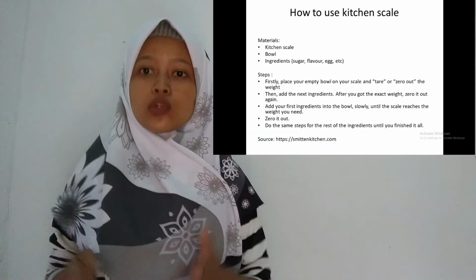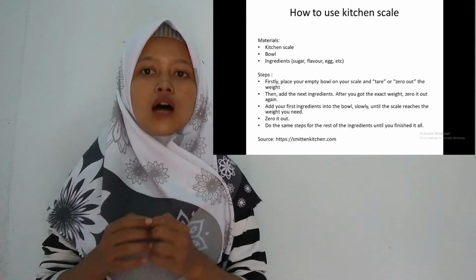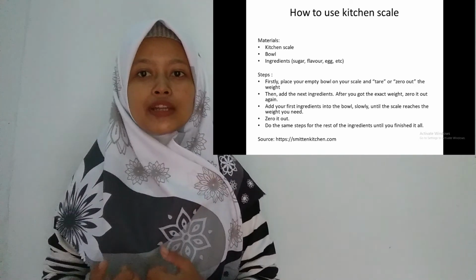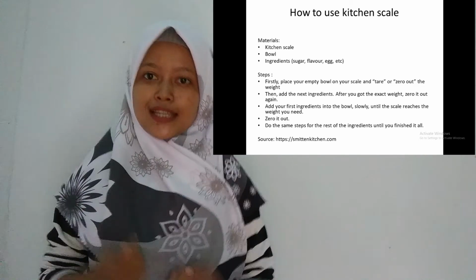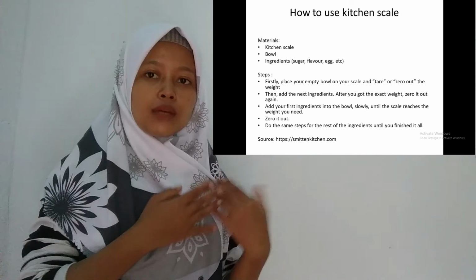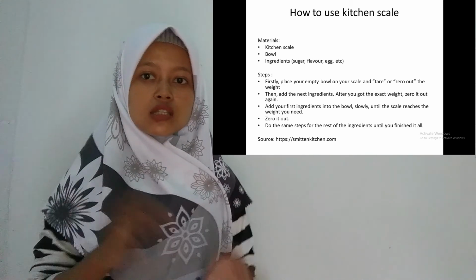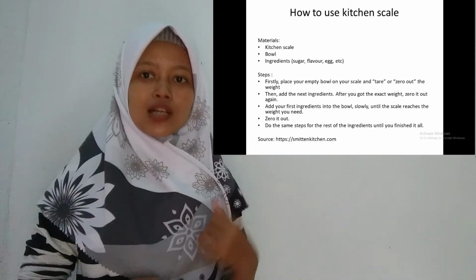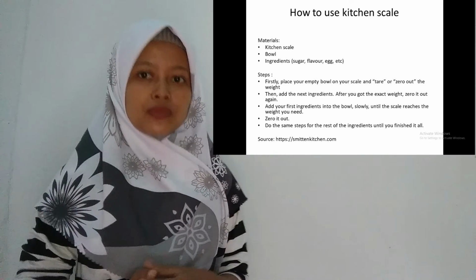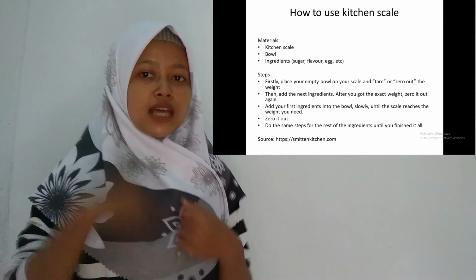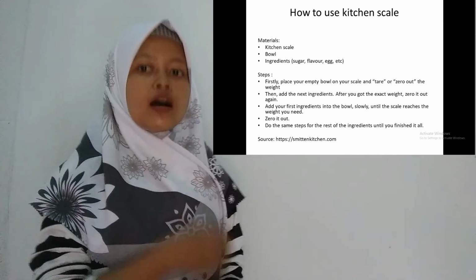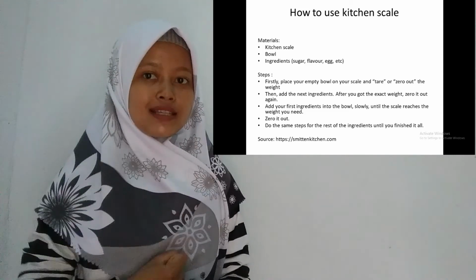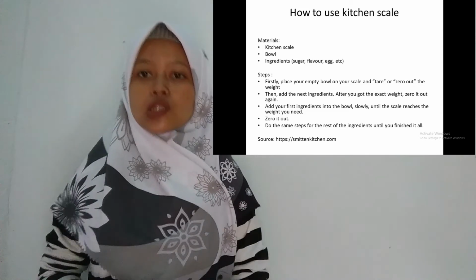A procedure text is actually not only about how to make foods or drinks. It can also be about how to operate tools or some things. So here is an example of another procedure text which is not about how to make foods or drinks. Here, it is about how to use kitchen skill. So the same as before, the steps are not arranged yet. So your job is to arrange it into a good procedure text.